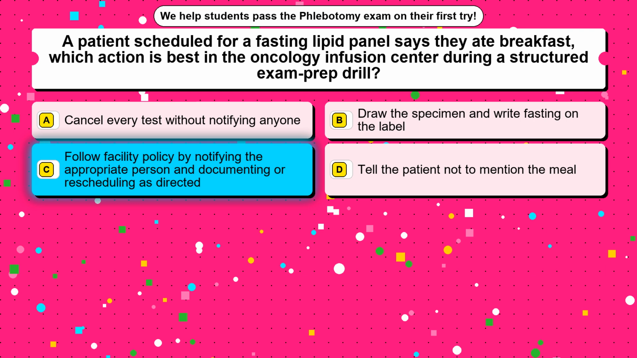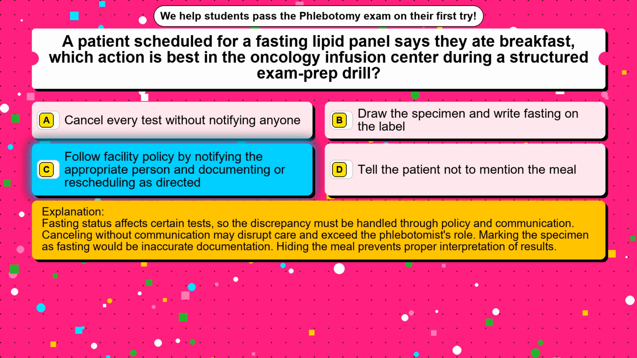The correct answer is option C. Follow facility policy by notifying the appropriate person and documenting or rescheduling as directed. Fasting status affects certain tests, so the discrepancy must be handled through policy and communication. Canceling without communication may disrupt care and exceed the phlebotomist's role. Marking the specimen as fasting would be inaccurate documentation. Hiding the meal prevents proper interpretation of results.